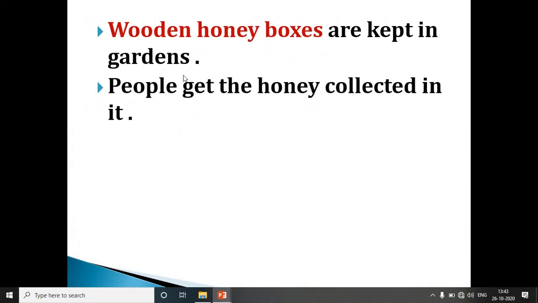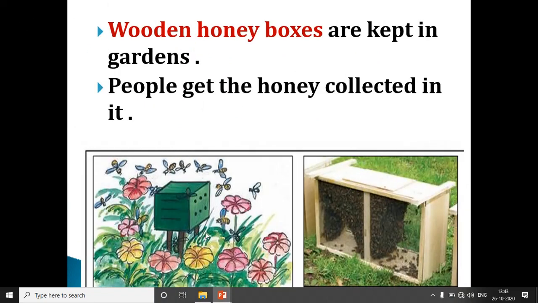Now, here you can see wooden honey boxes. They are kept in gardens, and people get the honey collected in them. People used to keep wooden honey boxes in the garden, and from that they used to get the honey.